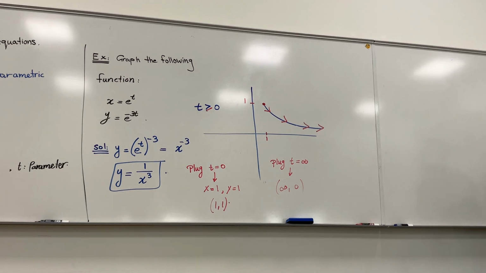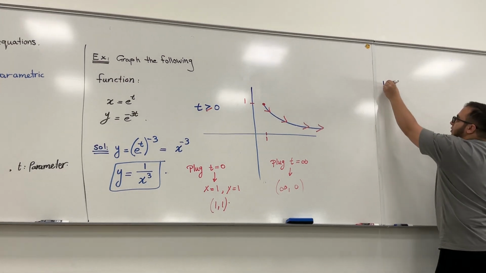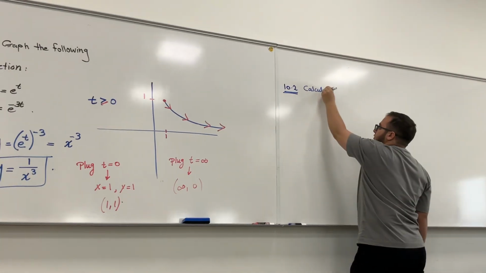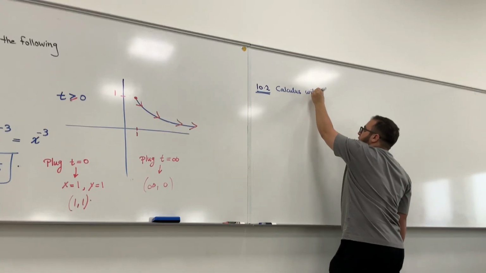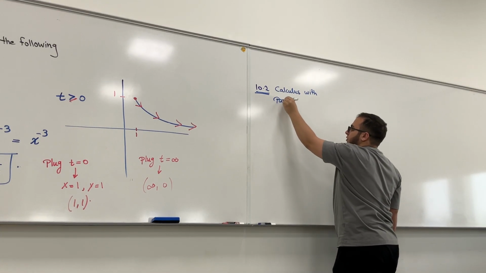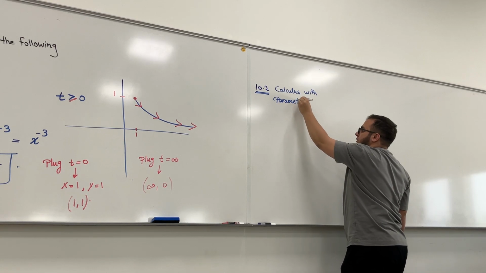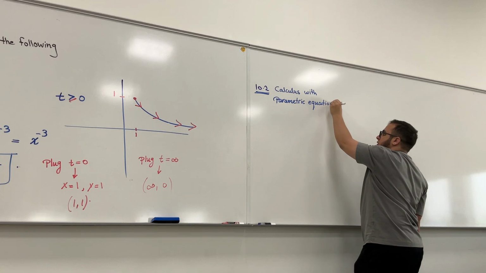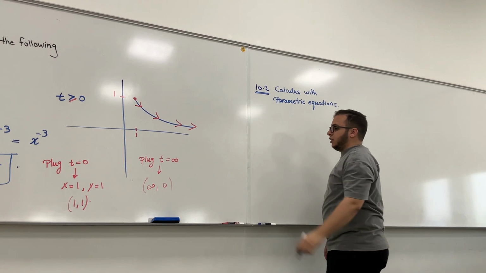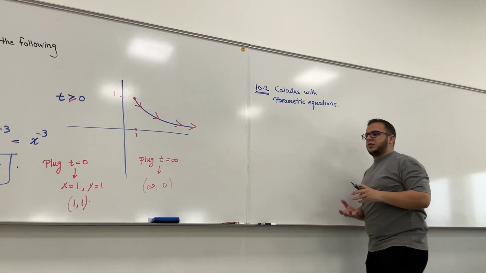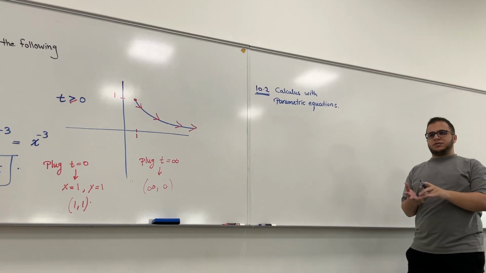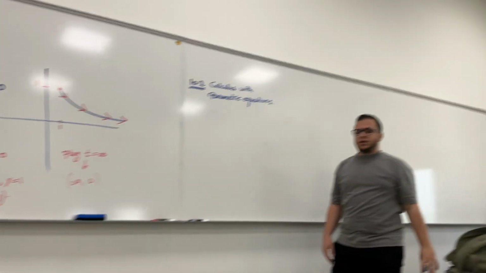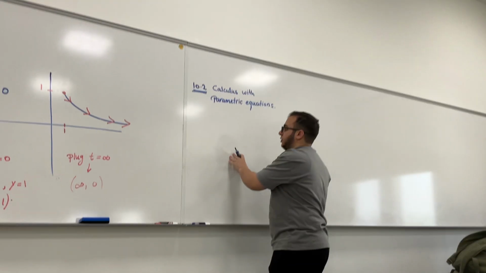Now what's more important here is 10.2, which is calculus with parametric equations. Okay? So what did we do in calculus 1? We did first derivative, second derivative, slope of tangent line, these kind of things. Okay? So we're gonna do them here on parametric equations.